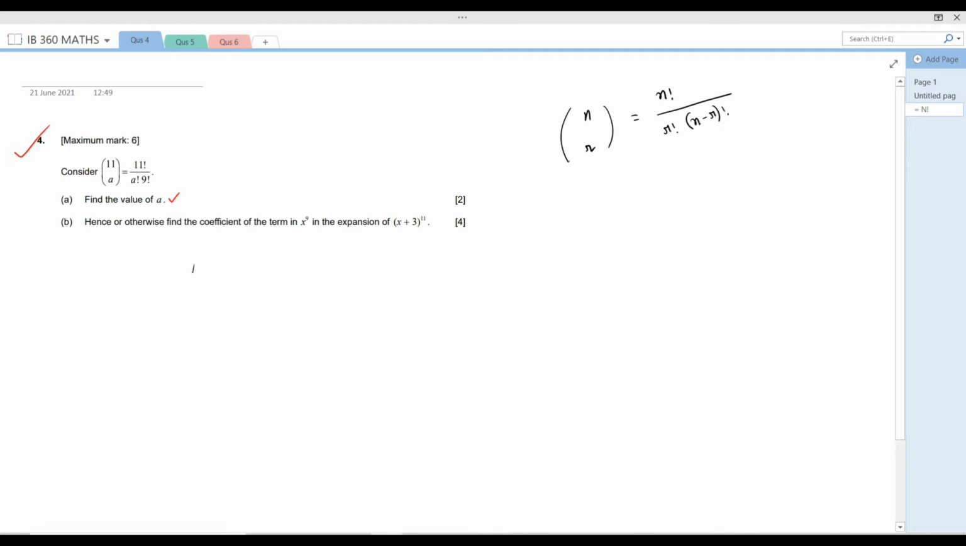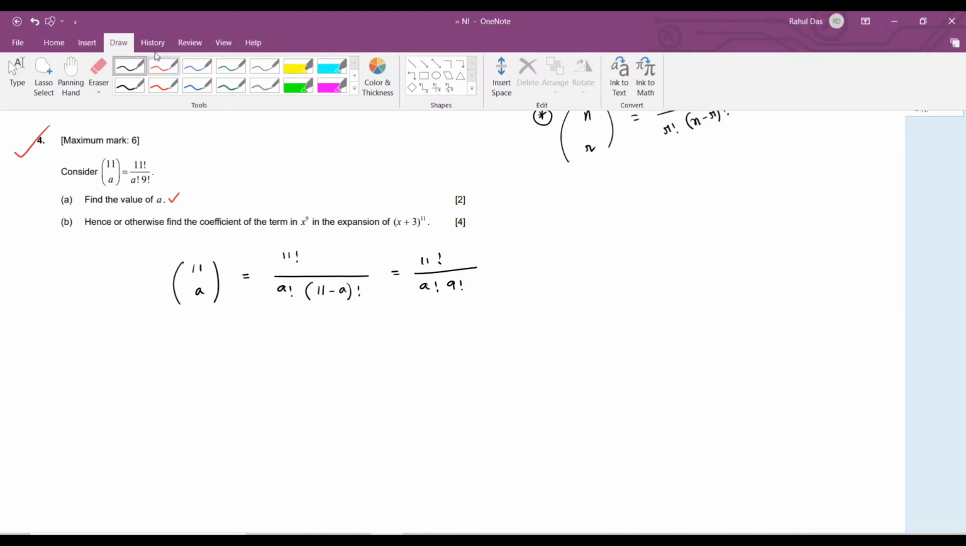If it is 11Ca, then according to this formula, if we apply it here, it will be 11 factorial divided by a factorial into 11 minus a factorial. So this is the formula applied to our question. If we compare, this equals 11 factorial divided by a factorial 9 factorial. So from here you can see I am giving more clarification.